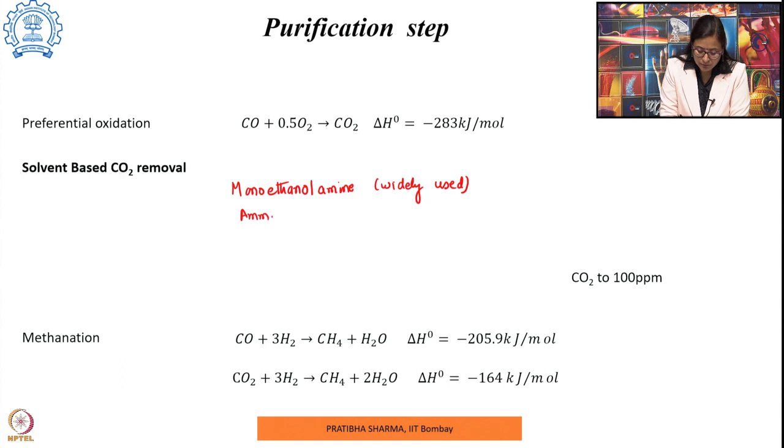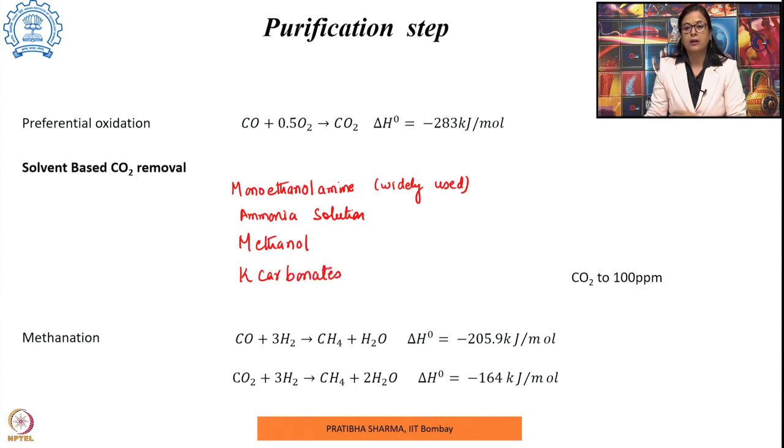Ammonia solution, methanol, potassium carbonates, there are many solvents available which absorb carbon dioxide to reduce the carbon dioxide content in the product to about 100 ppm. Now, whatever carbon monoxide and carbon dioxide is left in the product gas can undergo the methanation reaction in the methanator to finally convert into methane. So, this is one type of purification.